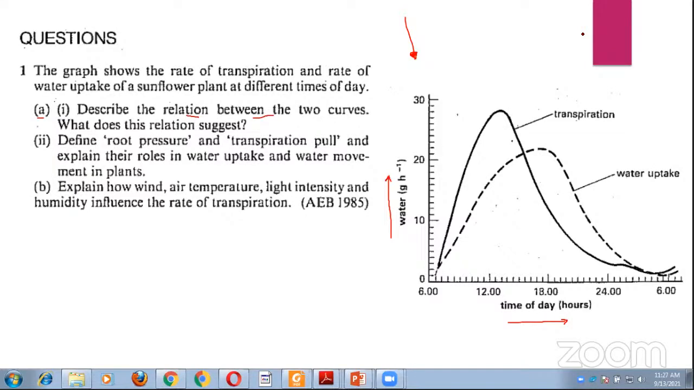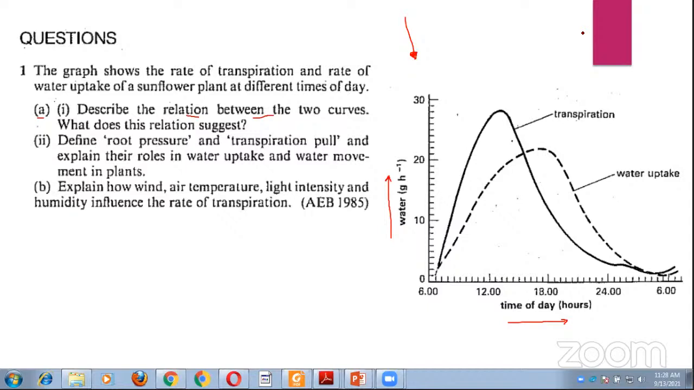From 6 hours to 12 hours of the day, the rate of transpiration increases rapidly as the rate of water uptake also increases rapidly. And from 12 hours to 18 hours of the day, the rate of transpiration decreases rapidly as the rate of water uptake still increases gradually.